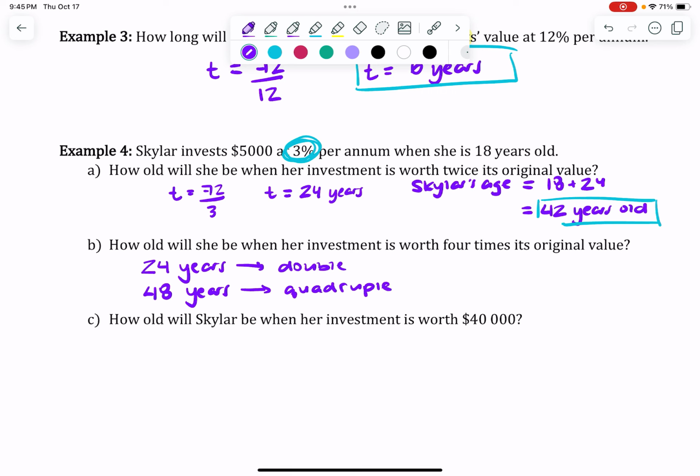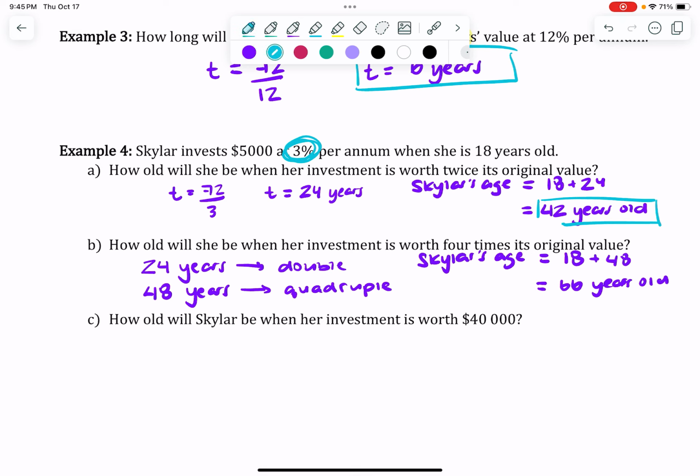Now, just like the last question, I don't really care about how many years it takes. What I care about most is Skylar's age. So, how old is Skylar? I'm so glad you asked. I'm going to tell you. She's going to be 18 plus the 48, which does equate to 66 years old.